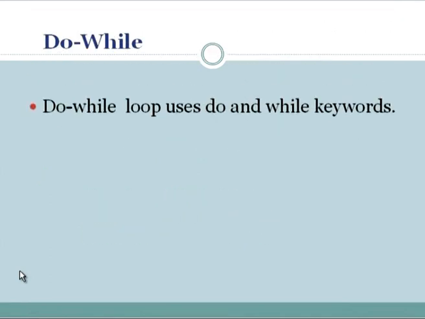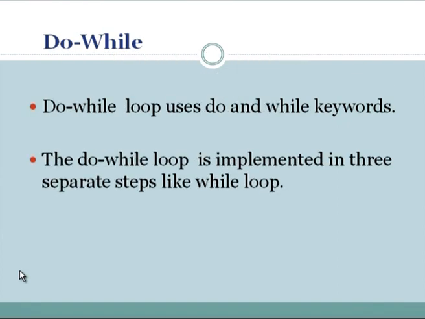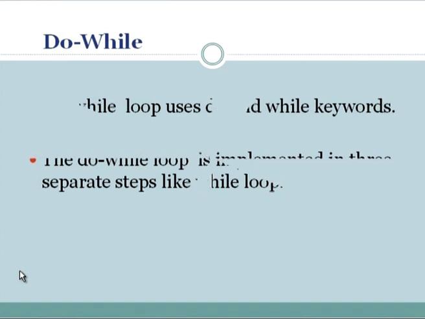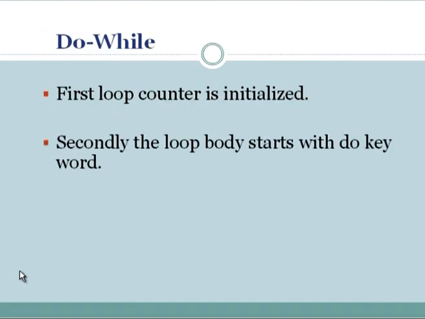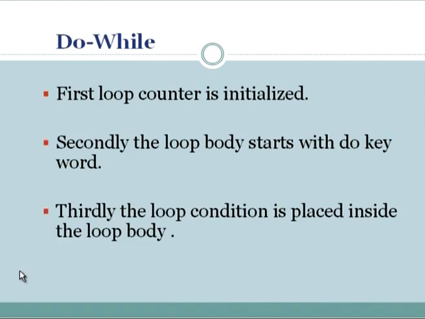Do while loop uses the do and while keywords. The do while loop is implemented in 3 separate steps like the while loop. First, the loop counter is initialized. Secondly, the loop body starts with the do keyword without any condition. Thirdly, the loop condition is placed inside the body of the loop.